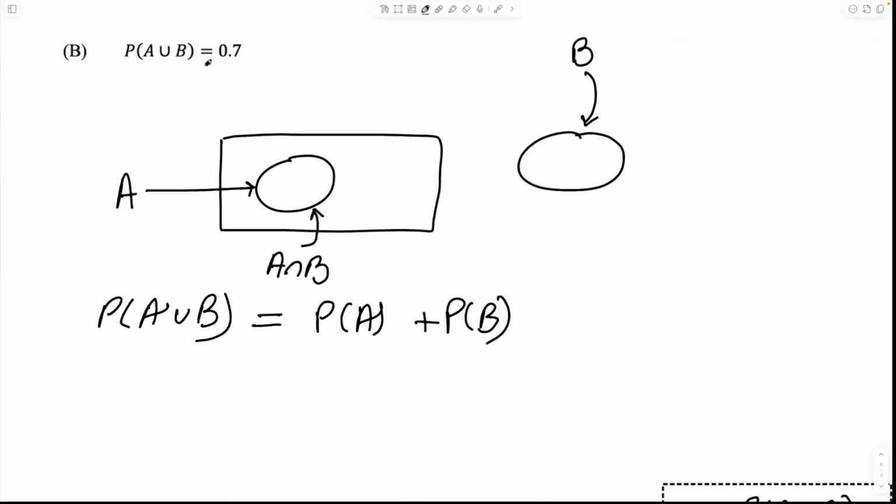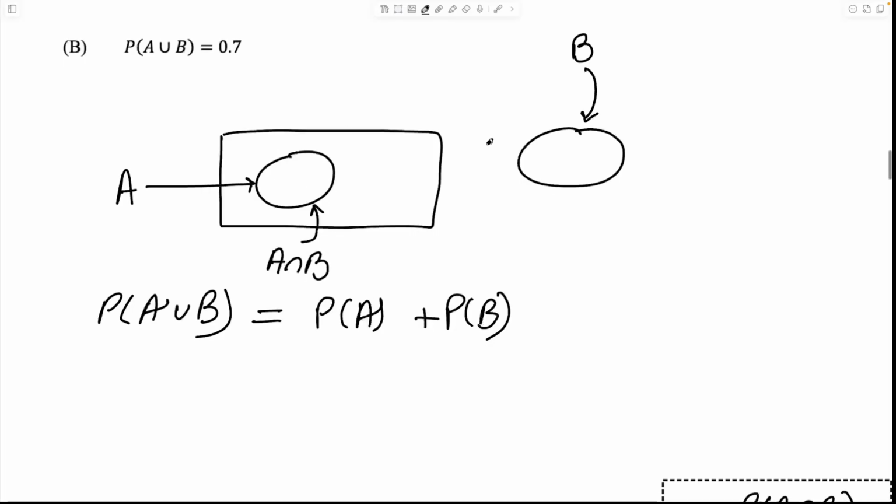I've written the option here once again. Now suppose that this is your probability space again. This is your A event and this is your B event. Ignore this part for now. So let me do it like this. This is the exact diagram. This portion is your A, this portion is your B, this portion is A intersection B.